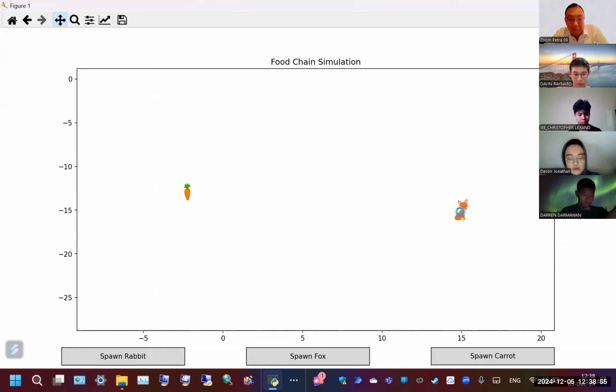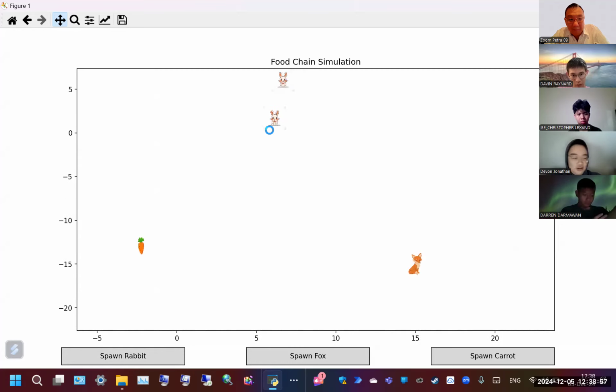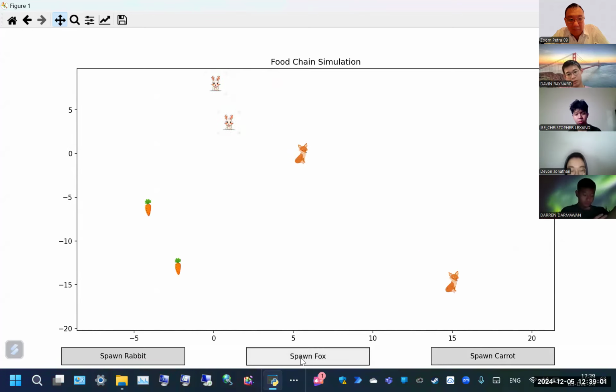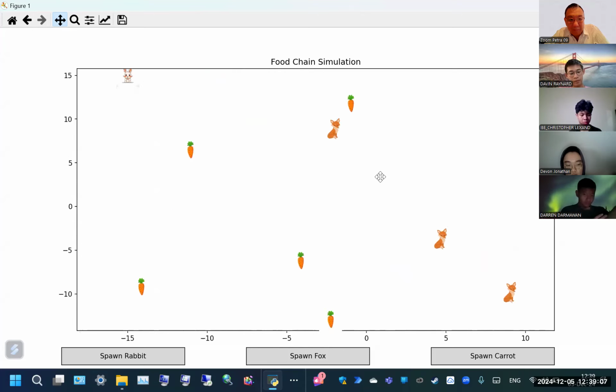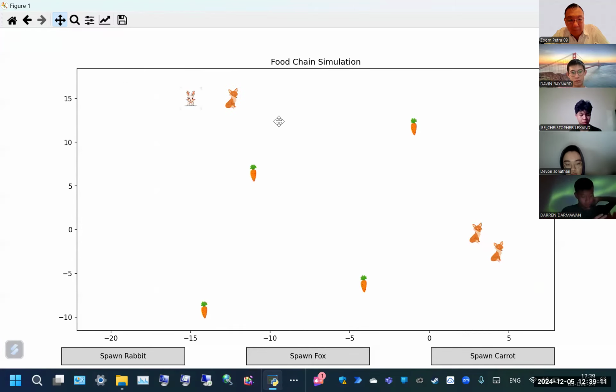I will spawn another rabbit, and there I will spawn another rabbit, carrot. But the issue here is it will actually stop when the fox eats a rabbit. So this is a future improvement, sir. It successfully eats at least one, and the other ones will be chaotic.